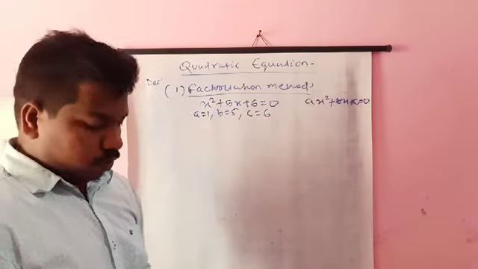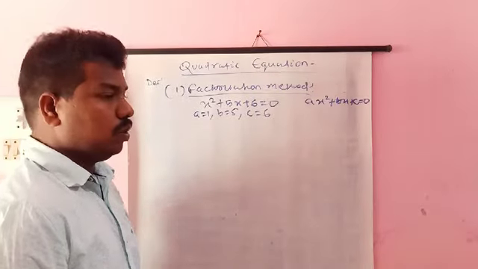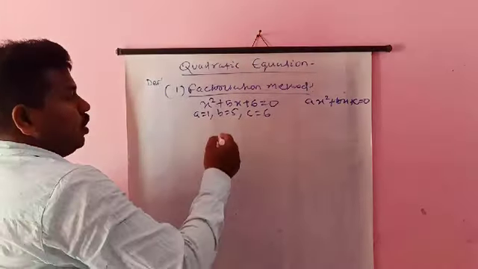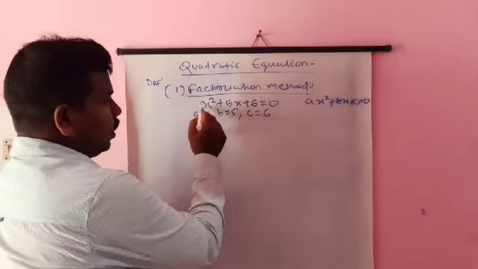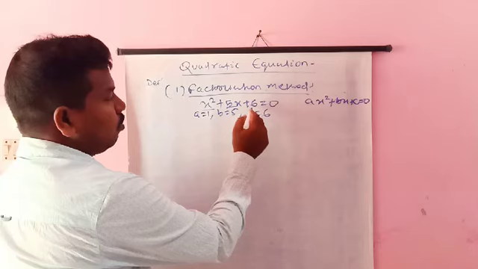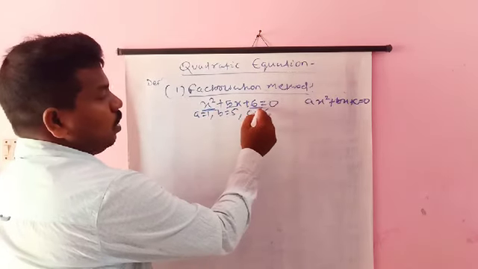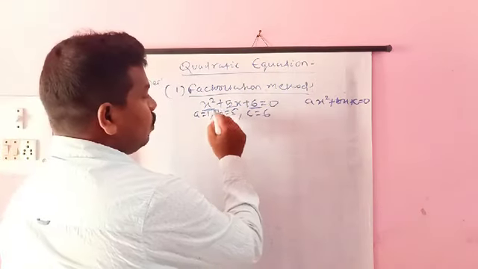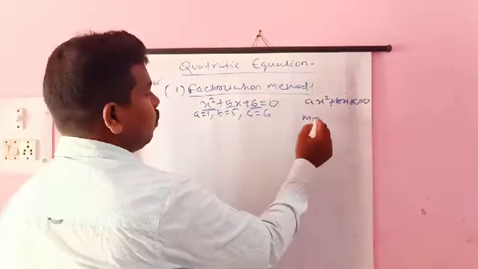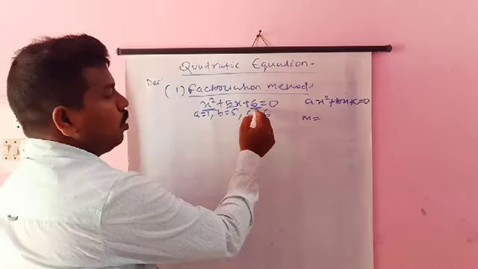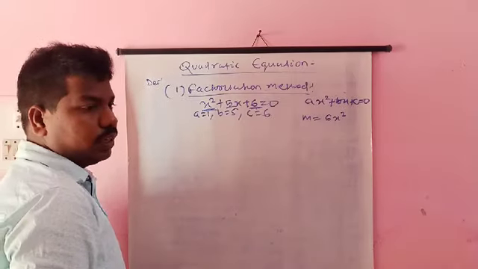Now we have to find the solution of the quadratic equation by the factorization method. Before that, we see that here is the first term, here is the second term, here is the third term. x square is the first term and 6 is the last term. So write the multiplication of the first term and last term. If you multiply them, you get 6x square.